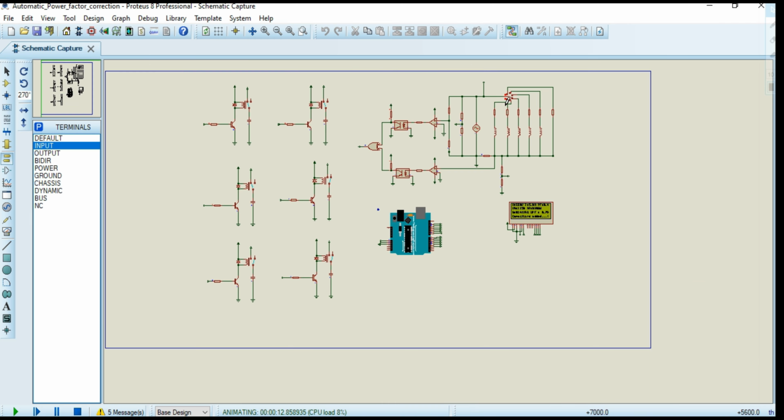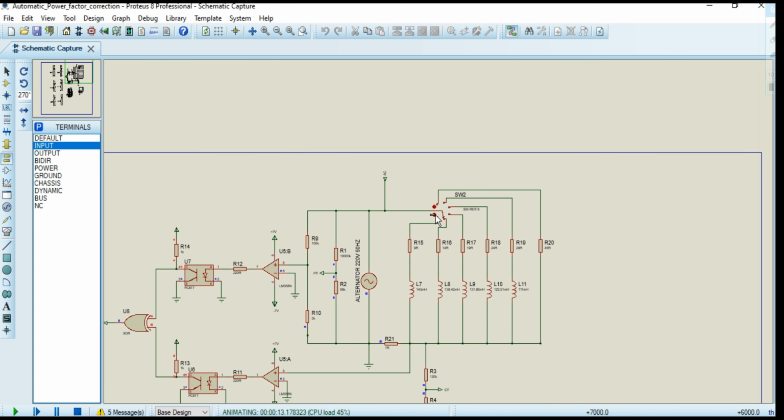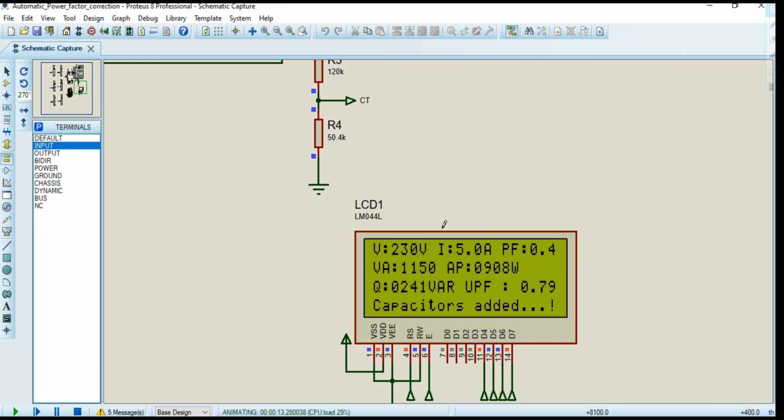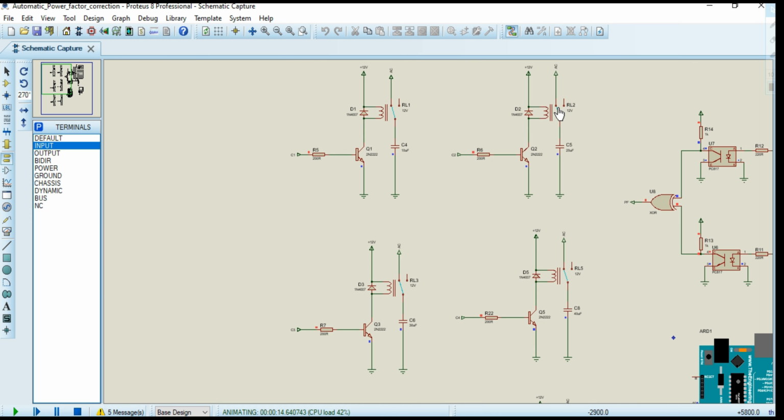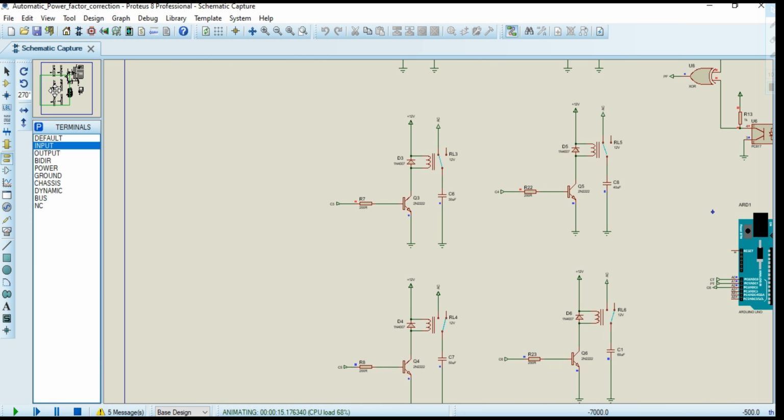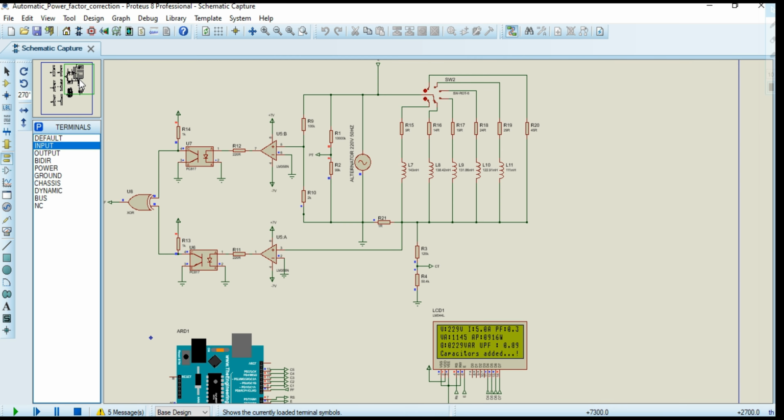Switch to the next load. In this case, the power factor of the system will further decrease to 0.3. And after the addition of capacitors, the power factor is 0.89. And you may see here, right now 4 capacitors are added into the system.